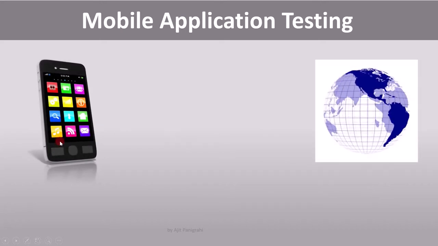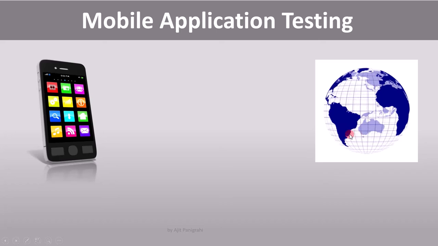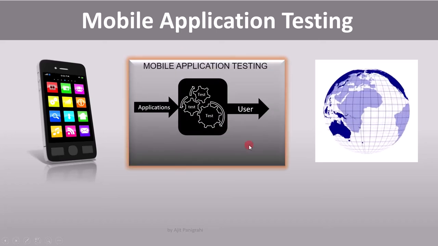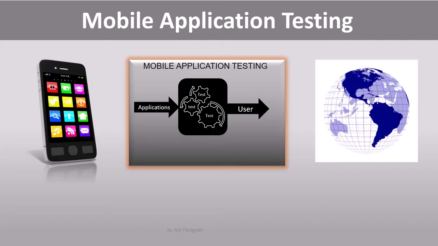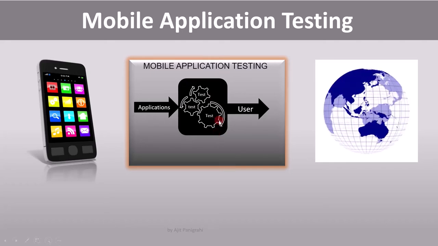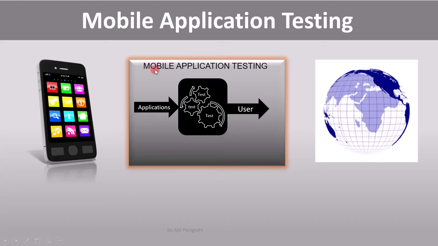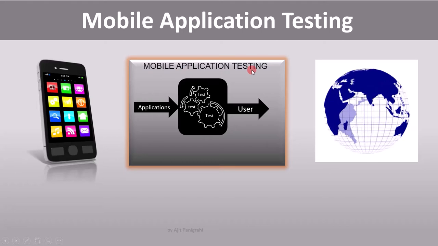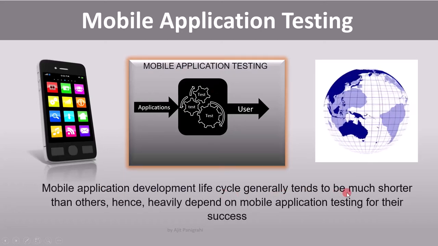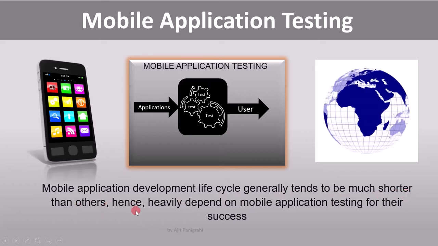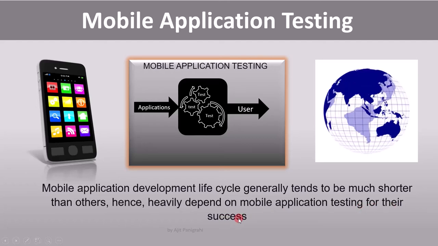First, the developer develops these applications, and before giving it to the customer, it goes through a process which aims to find the defects in the developed applications, and this process is called testing. And since we are testing mobile applications, we call it mobile application testing. The mobile application development lifecycle generally tends to be much shorter than others. Hence, it heavily depends on mobile application testing for its success.